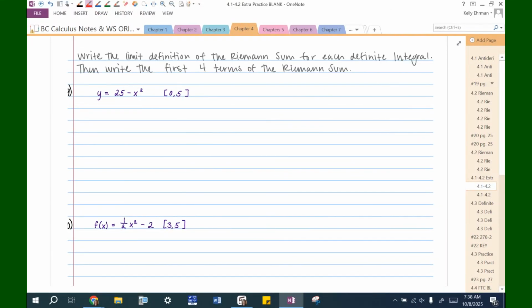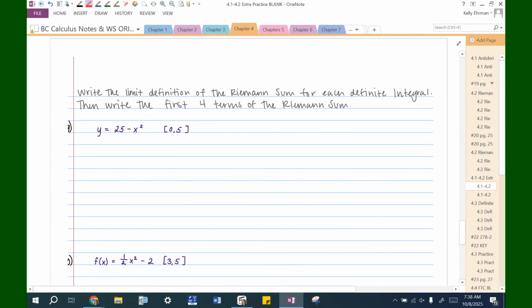All right, here are a couple more Riemann sum problems, formal. So same thing as we did before. Let's establish delta x. It's 5 minus 0 over n, so it's 5 over n. Let's establish f of x sub i. That's f of a, which is 0, plus delta x, 5 over n, times i. And just go ahead and plug it in here. 25 minus, this would just be 5i over n squared.